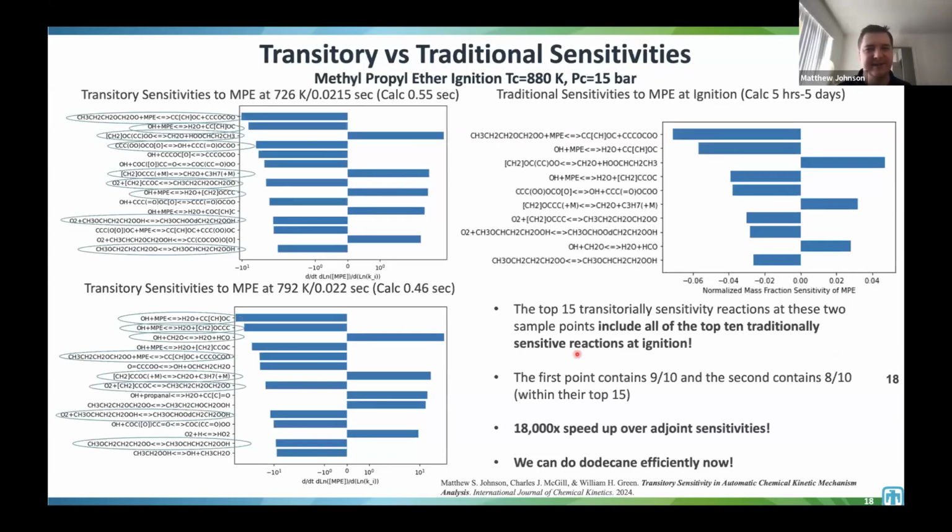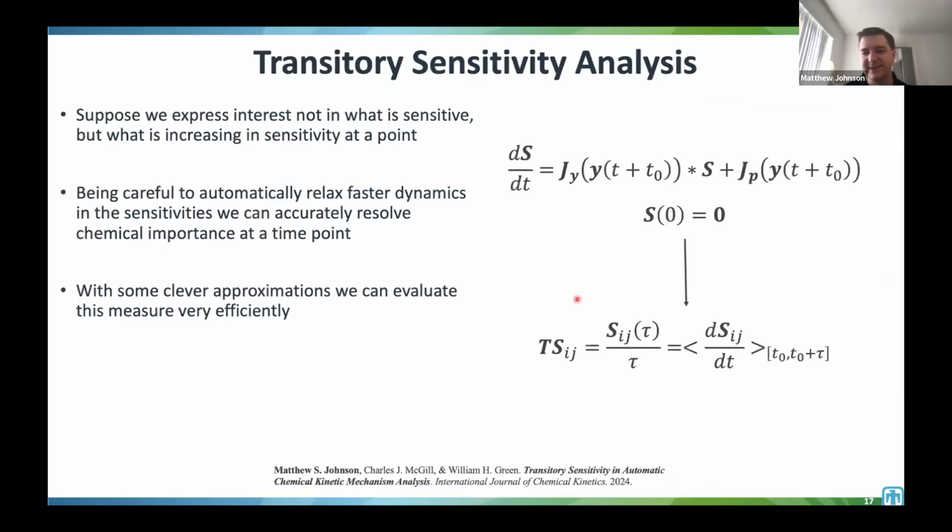If you look at this comparison here, comparing the traditional sensitivities to the transitory sensitivities, the transitory sensitivities are very solid at finding these traditionally sensitive reactions. As you look here, we only did transitory sensitivities at 2 time points, and we're able to find all of these sensitive reactions, which is notable because the transitory idea is very significantly different. This is going to get you sensitivity at a very local time: what's important about what's going on at this specific time point instead of this integrated analysis.